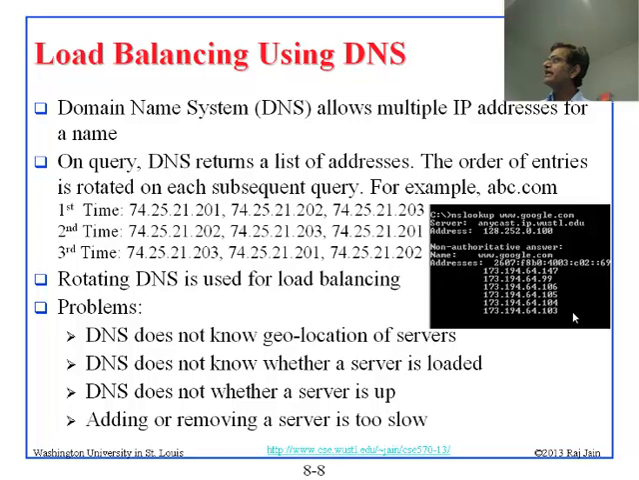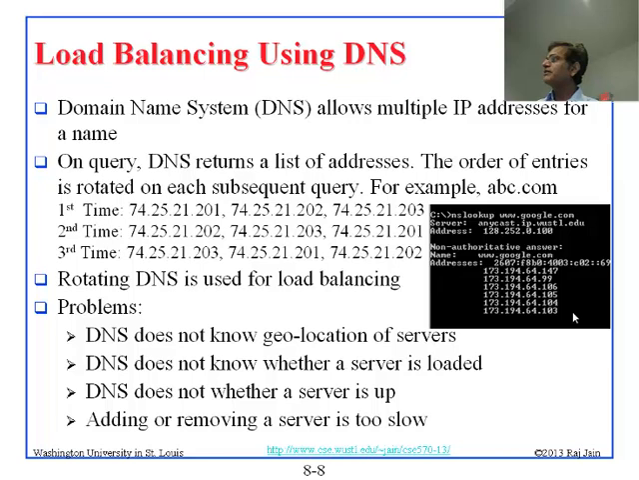So rotating DNS is used for load balancing. The problem with this is that it doesn't know the geolocation of the servers. It doesn't know that the second one is in China, or that this one is in India, so it doesn't know the geolocation. It doesn't know whether the server is loaded. It doesn't know whether the server is up. You gave the address on January 1st, and then you are asking on December 31st again. Who knows what happened to those servers?